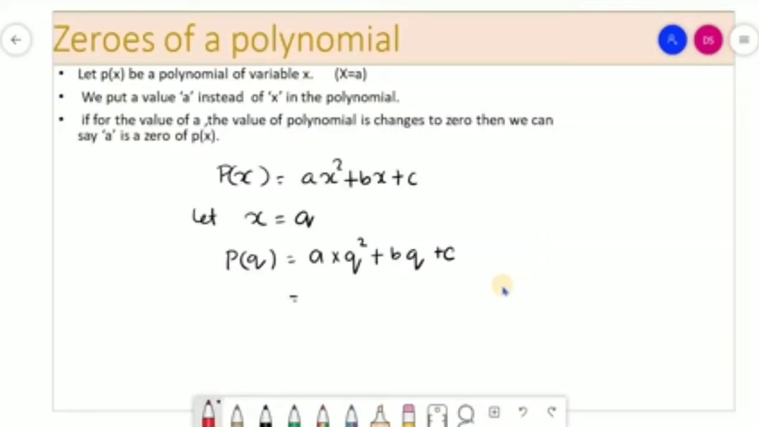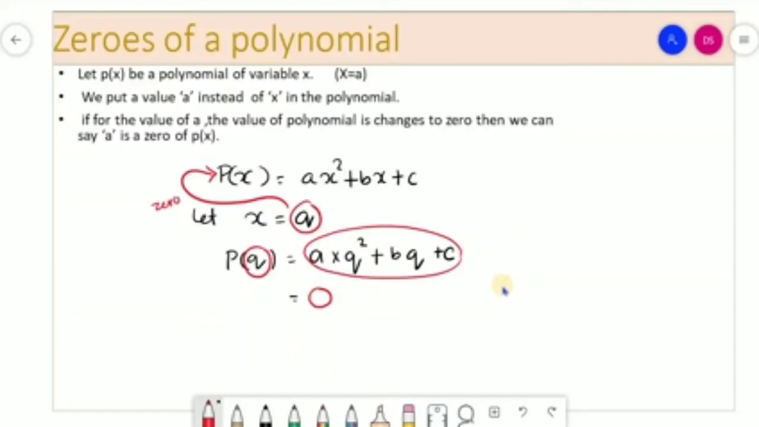After all the calculation, here my polynomial becomes 0. So now we will say this value q is a 0 of polynomial p(x). Now take another example here.